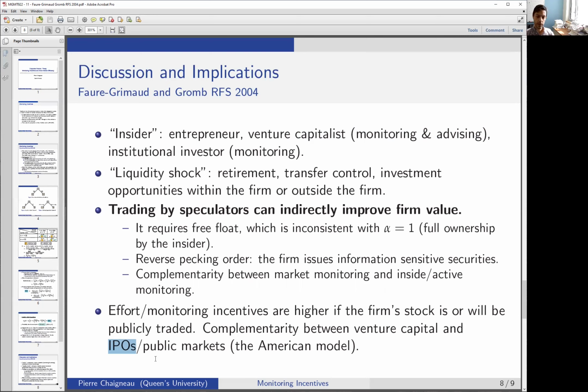Okay, so these two models of funding, venture capitalism and publicly traded firms, are not necessarily contradictory, and they can actually be complementary. There can be complementarity between these two types of ownership and governance.